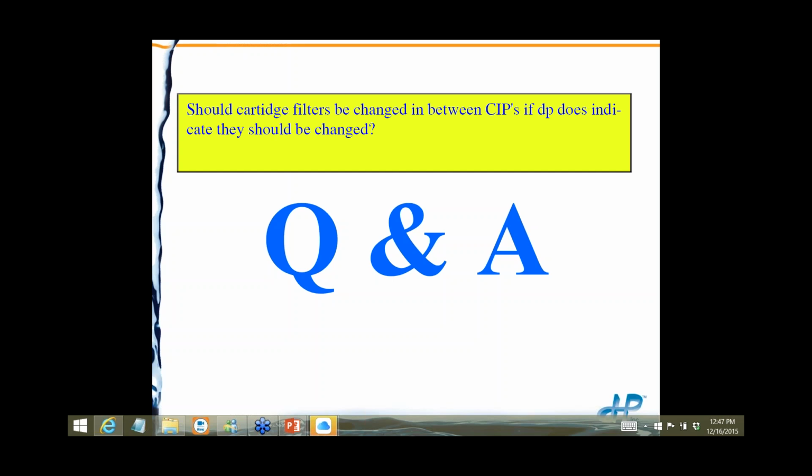Another question, should cartridge filters be changed in between CIP if DP doesn't indicate they should be changed? In other words, typically we change cartridge filters at 10-15 PSI, so you do a chemical cleaning and it's fine. Yes, you can reuse them. My only recommendation is be sure that you've dried it. Don't allow those cartridge filters just to lay up in even high humidity, even if you just drain it. If you're not going to come back and use that cleaning skid for a few weeks or more, then you should take them out and let them air dry.